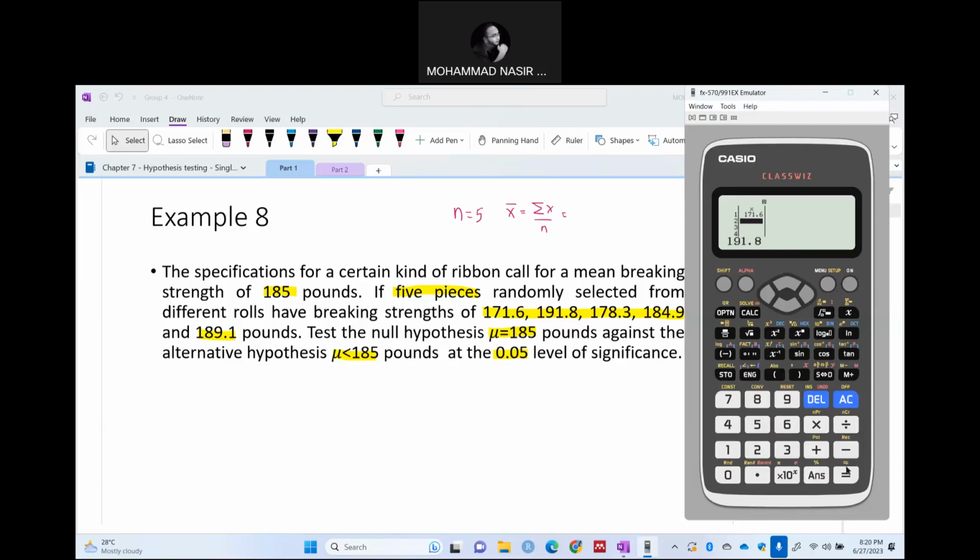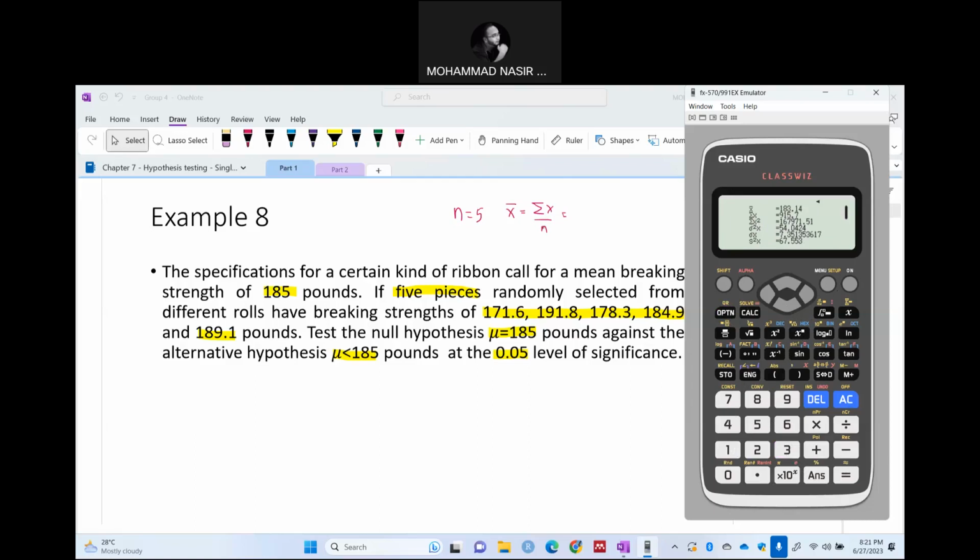191.8, 178.3, 184.9, and then 189.1. Right? So you input all the five samples, right? And then you click on option and choose 3 for 1-variable, right? And you will get the result.